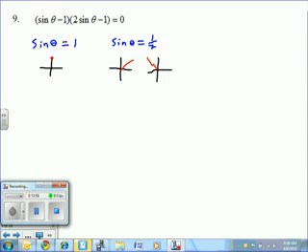First and second. And where does it equal 1/2? 30 degrees. So we have this angle and this angle. So theta equals 90, 30, and 150 degrees.